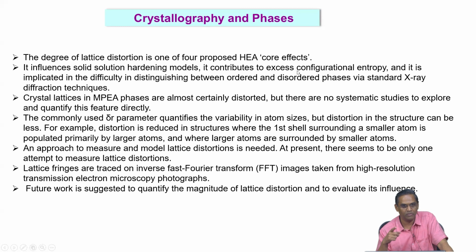This is what I asked in the previous slide. From these kind of a lattice, XRD interpretation is not going to be easy. Whether it is coming from ordered or disordered, how to distinguish that peak from this kind of an environment is a challenge, because it is going to alter the peak positions. Crystal lattices in multi-principal equiatomic alloy phases are almost certainly distorted, but there is no systematic study to explore and quantify this feature directly.